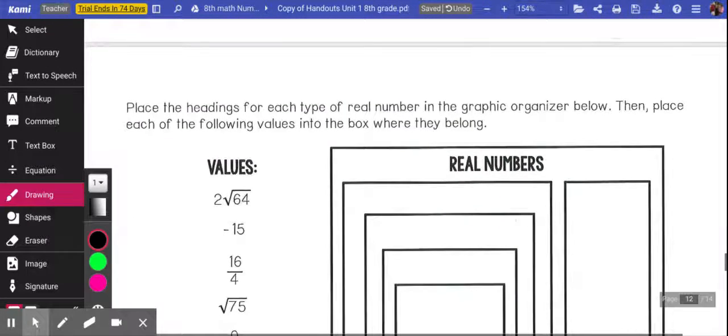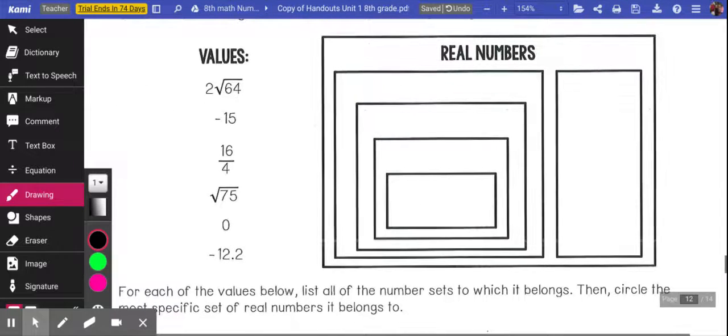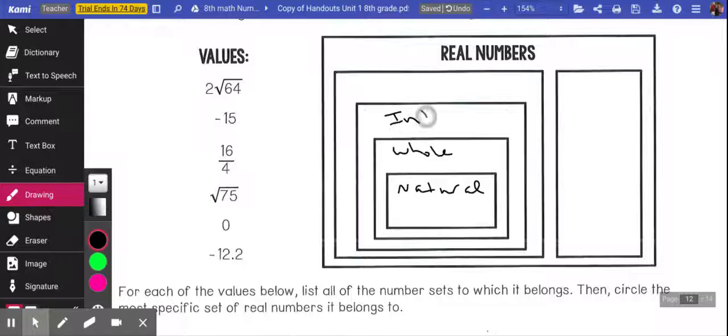Okay, so we're going to place the headings in here now. So inside we have natural, and then we have whole, and then we have integers, and then we have rational, and then we have irrational over here. And they are all considered real numbers.